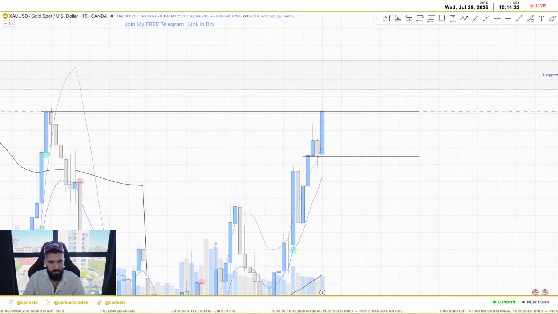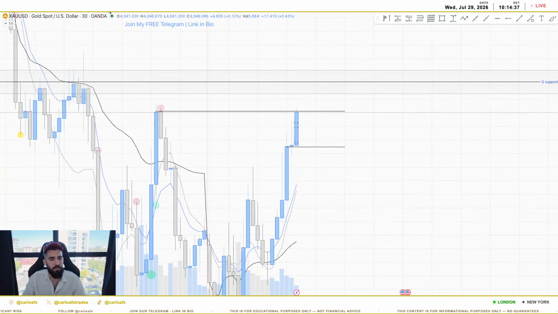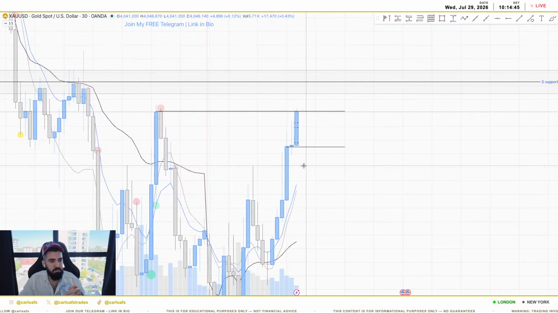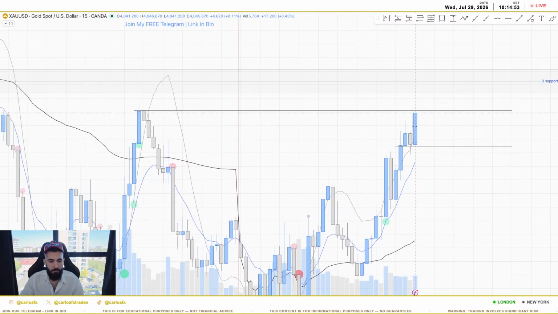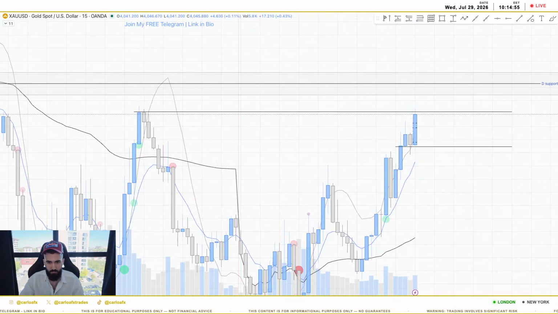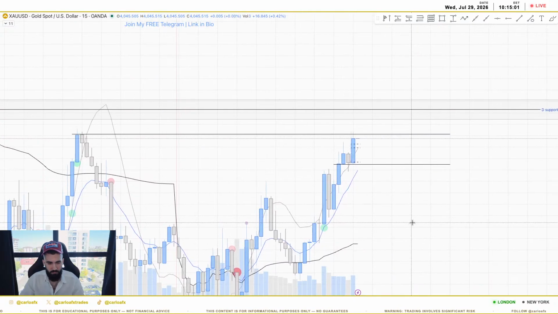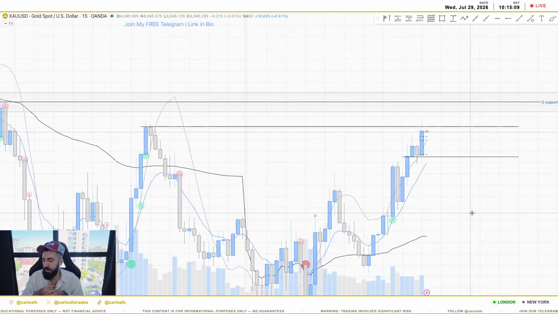Okay, 30 more seconds for the first 15-minute candle of the London Open. We closed back into this range. We are just waiting at this point. That's part of the trading game.